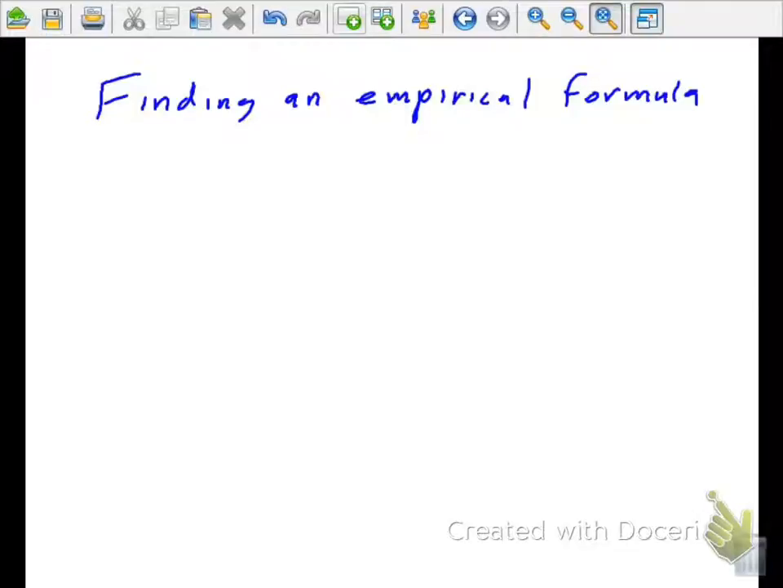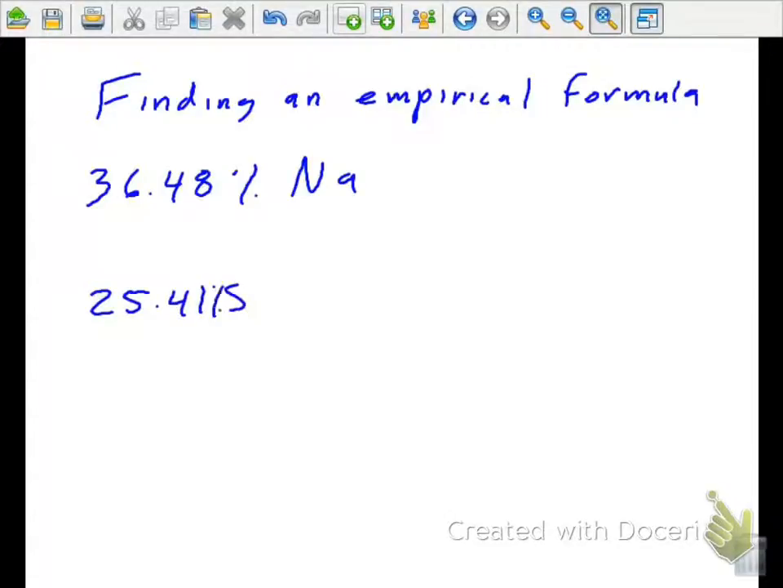So here's 3 percentages you need to write down. If you want to keep them a little bit of distance apart so you can do some calculations with them, that's probably a good deal. So 36.48% of this compound is made up of sodium. So about 1/3 of its weight is sodium by atoms. 25.41% is sulfur. Okay? And 38.02% is made up of oxygen.